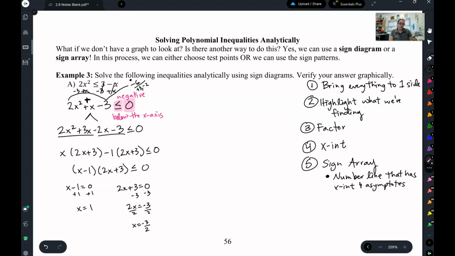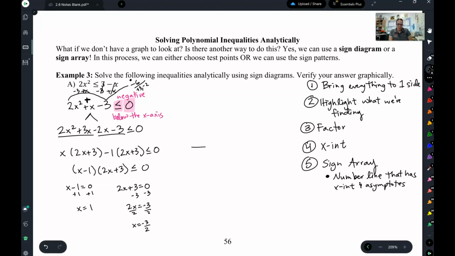Just so you know, in this chapter, chapter 2, you're not going to have any asymptotes. However, the reason I'm making you list both of them is because we're going to start chapter 3 next, and chapter 3 is where we get into asymptotes. And when we do sign arrays in chapter 3, you're going to want the x-intercepts and the asymptotes on our sign array. So for today's lesson, we're only going to have x-intercepts on this number line. Moving forward, we want to make sure to have both.